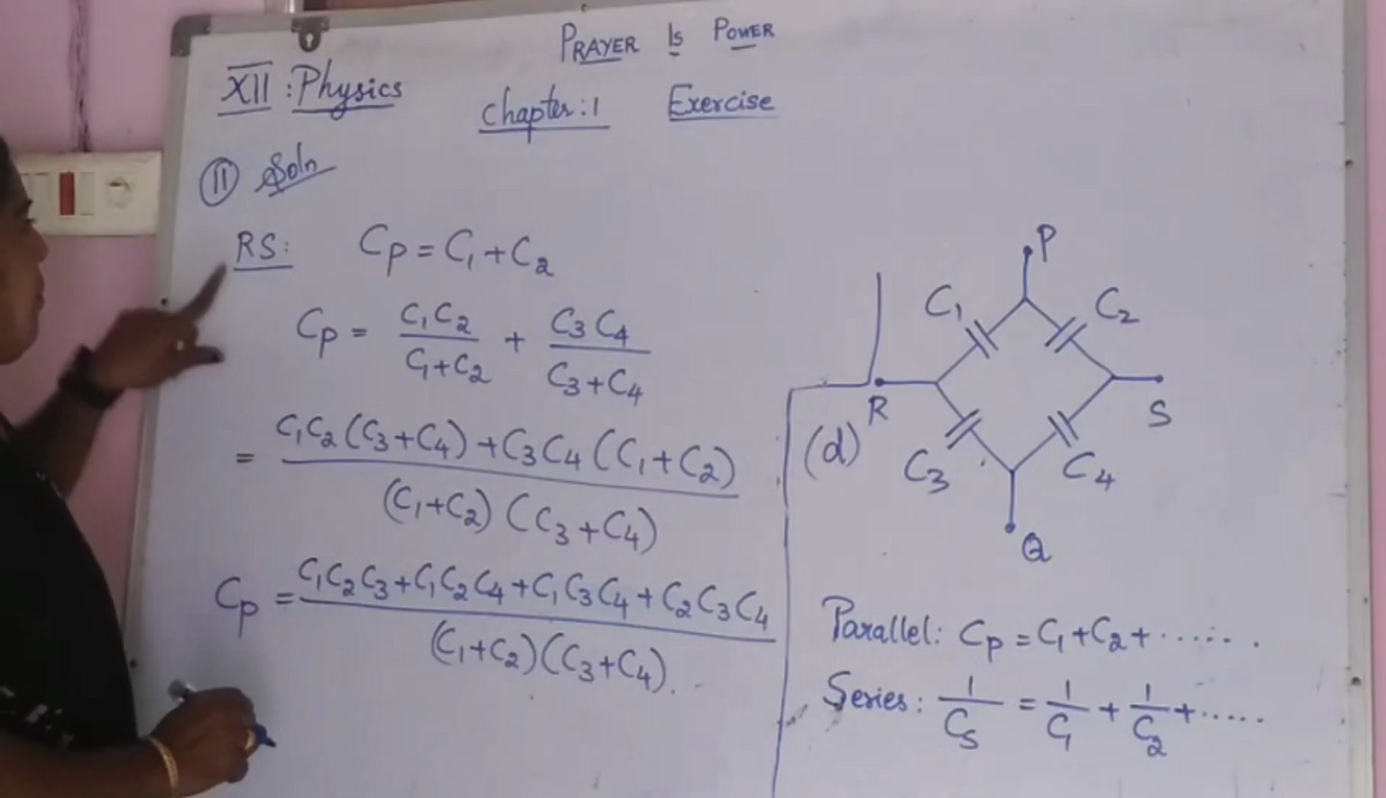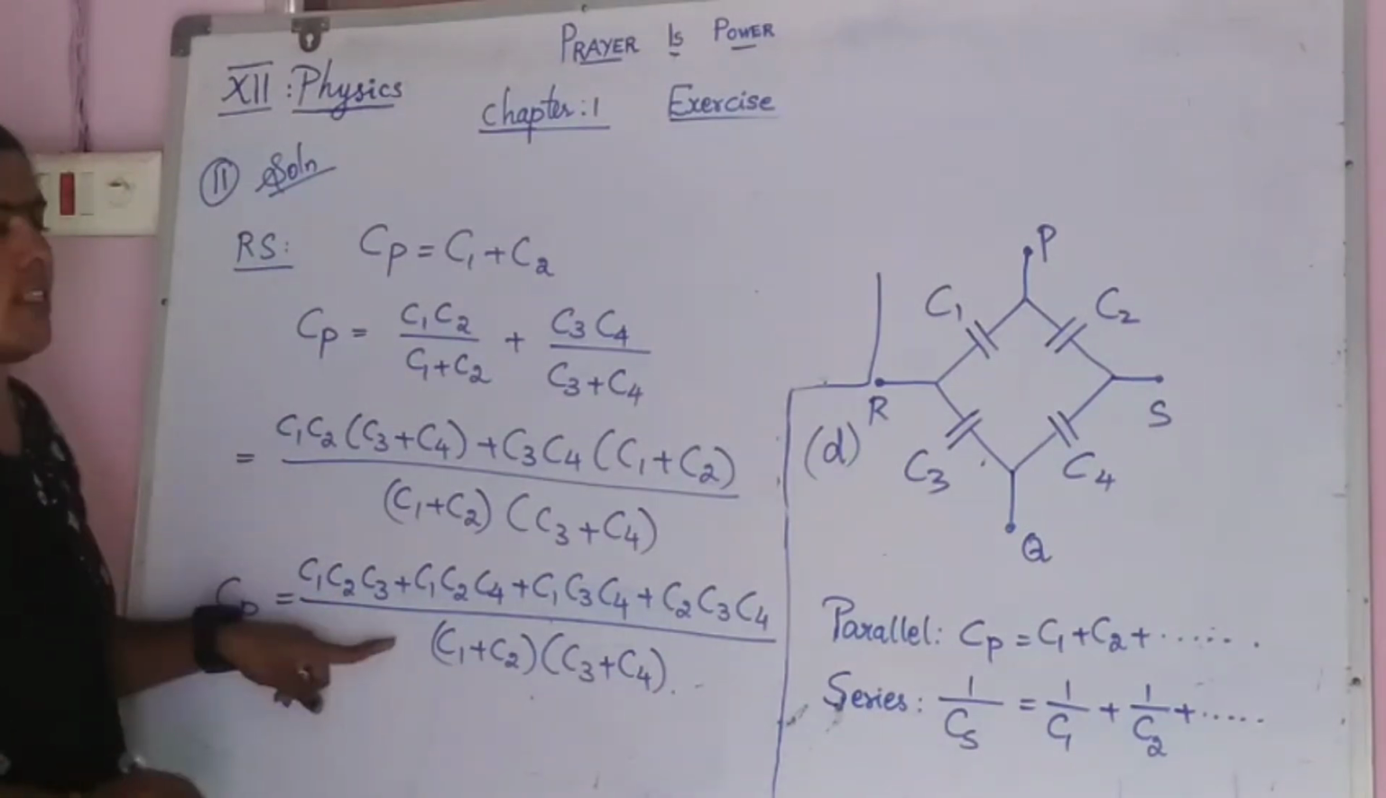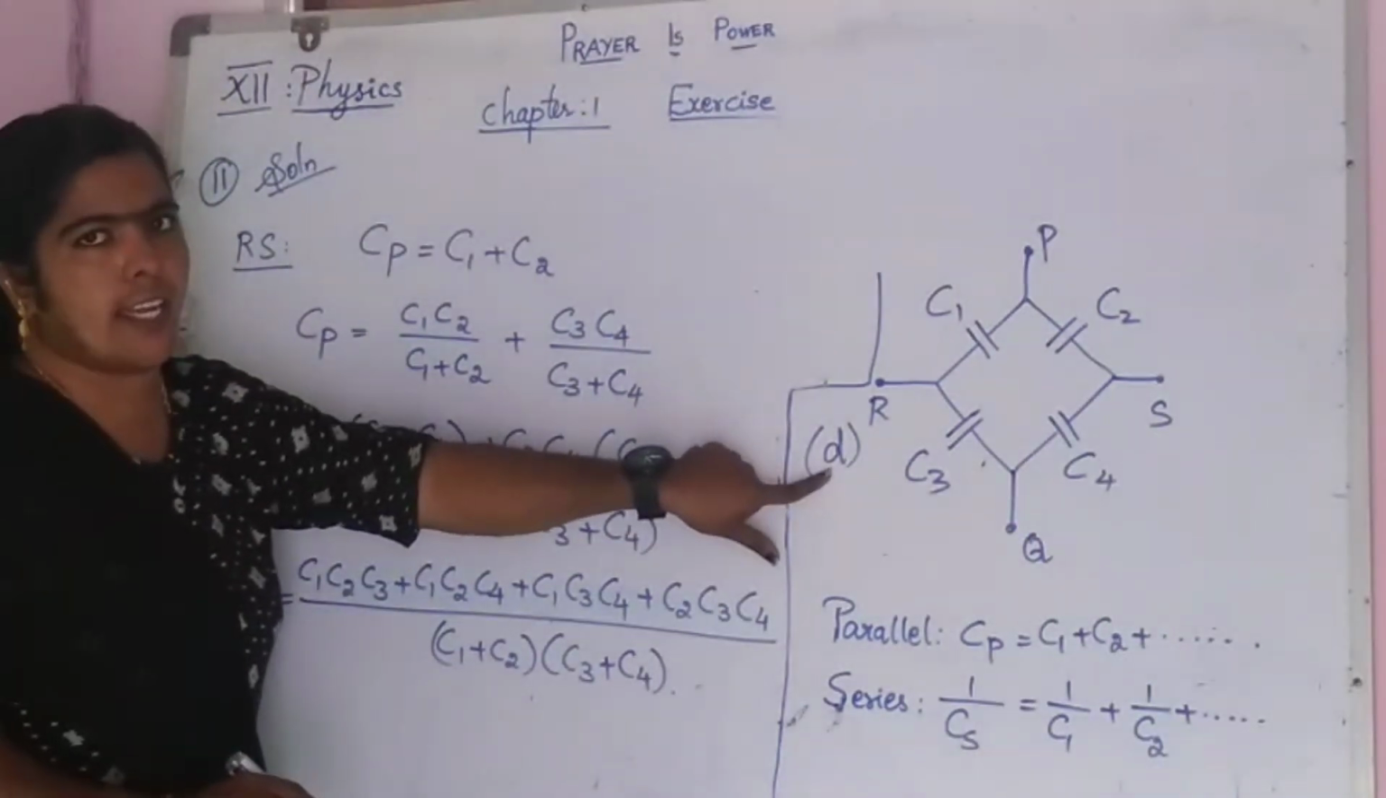This is for terminal R and S. This is the resultant capacitance of the question D.